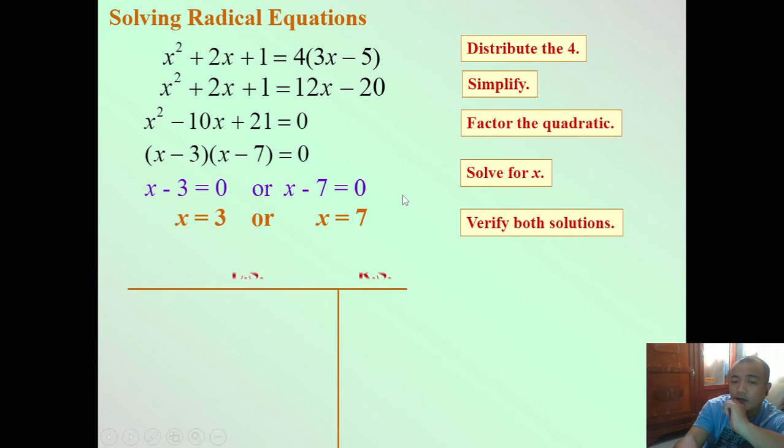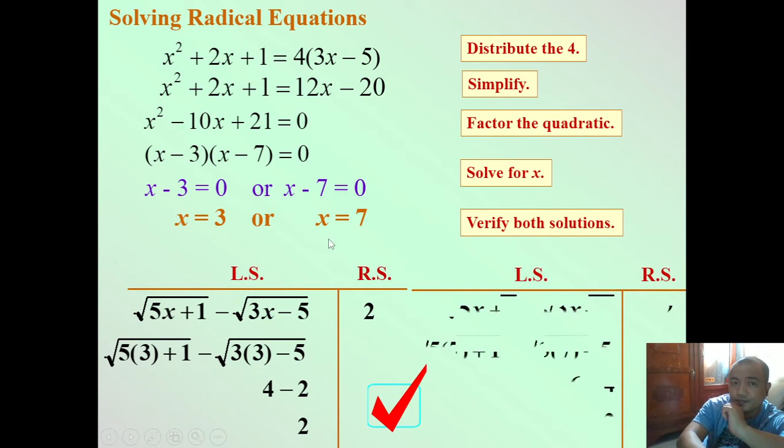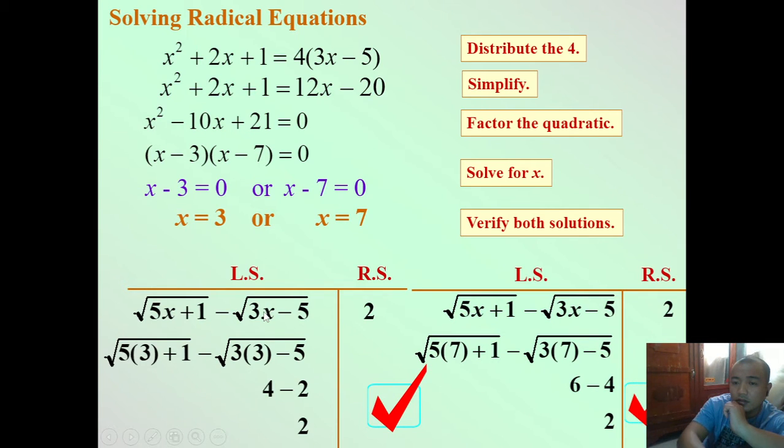Okay, let's verify both solutions by checking the left side and the right side. So both 3 and 7 are solutions of the given radical equation.